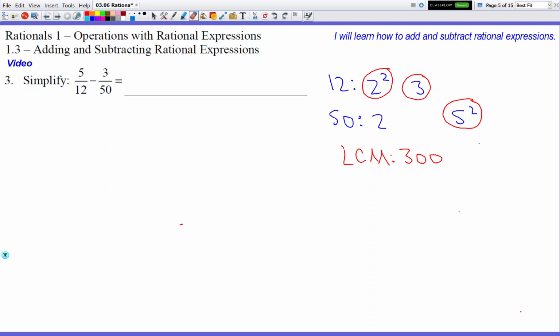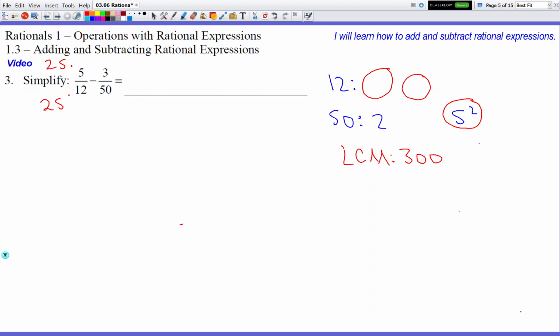Okay, so let's erase the numbers that are involved in making a 12. So I erase 3, and I erase 2 squared. Okay, so those are my numbers that are involved in making 12. And when I do that, whatever is not erased, which is the 5 squared, that's going to be the number that I use to make 12 turn into 300. Okay, so I'm going to multiply 12 by 25. And the rule for fractions is if you times something on the bottom, you have to times the exact same thing on the top. So 25 also on the top. So that's how I turn the first fraction into a 300 on the bottom.